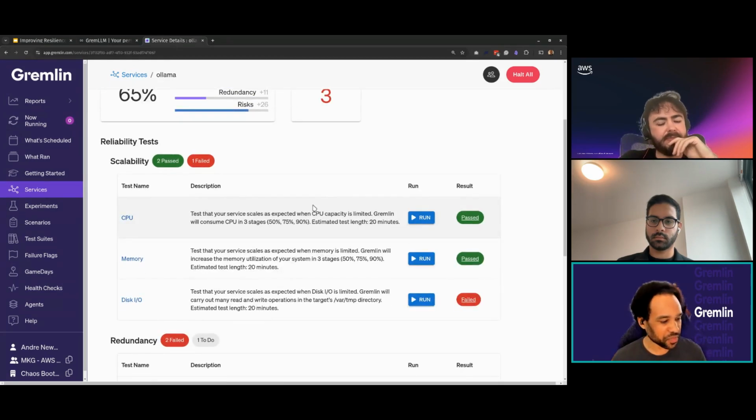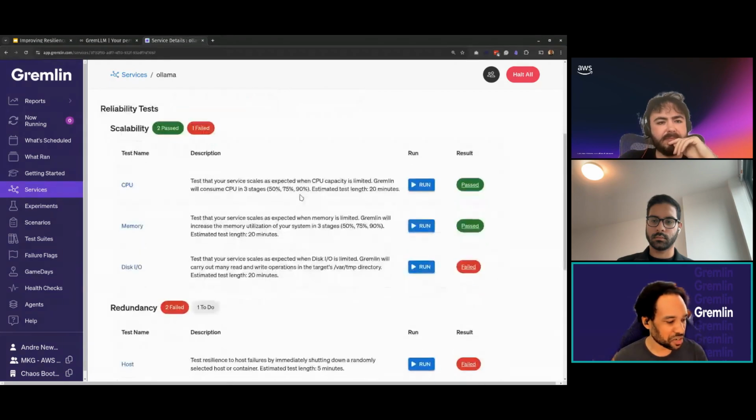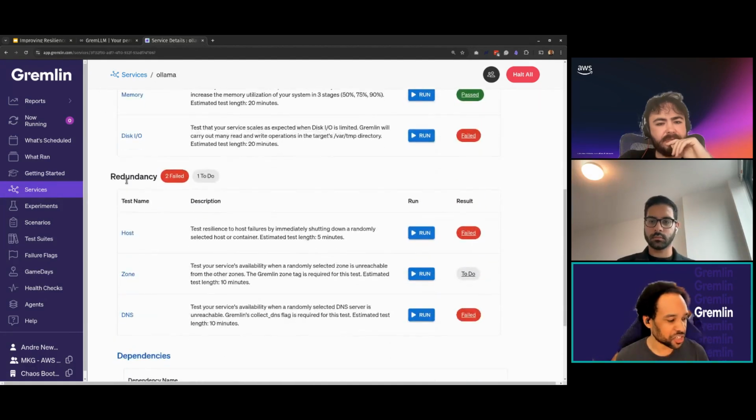Essentially, I've got my full list of reliability tests here. These are my resource scalability ones that we talked about a bit earlier. We also have some redundancy tests. These essentially shut down, terminate, or stop one instance of the service. Since these are Kubernetes deployments, these will be pods. For example, the host redundancy test will go in, terminate a pod, and then keep that observability health check running to make sure that your service can come back up quickly, and ideally that it will have replicas set that it can fall back to.